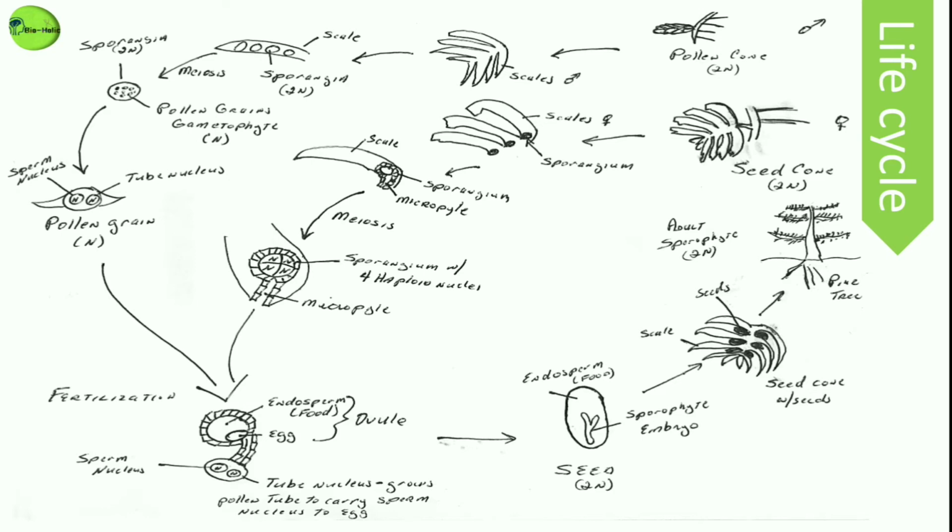Now one of the megaspores enclosed within the megasporangium develops into the multicellular female gametophyte that bears 2 or more archegonia or female sex organs. Now the multicellular female gametophyte is also retained within the megasporangium.